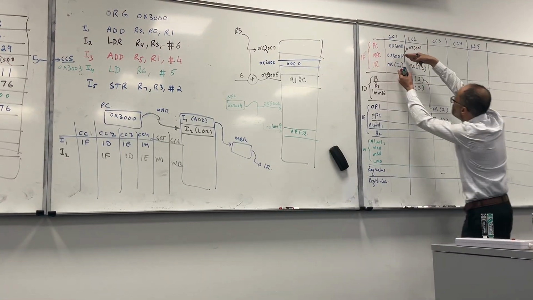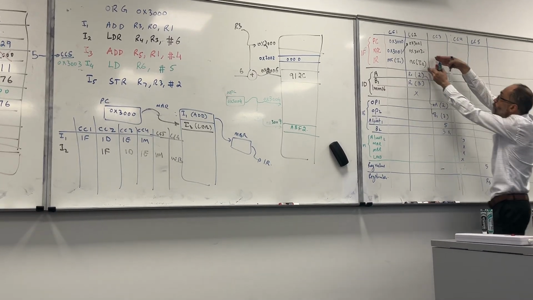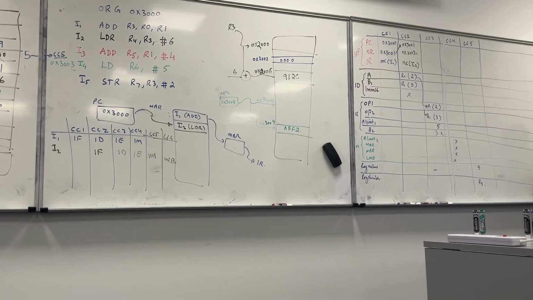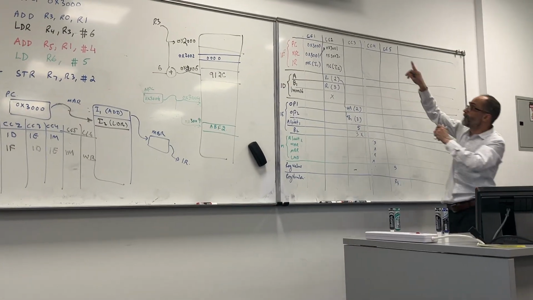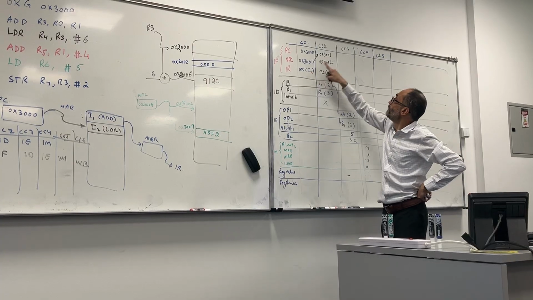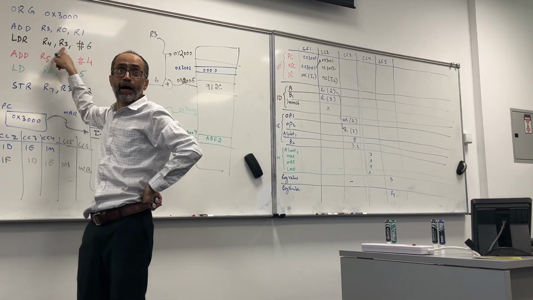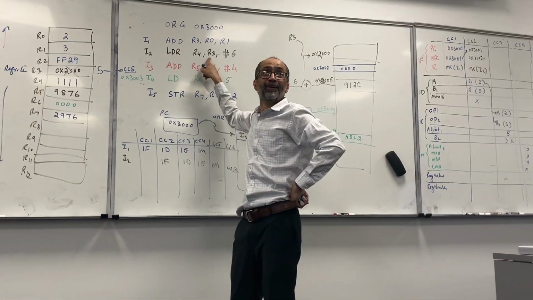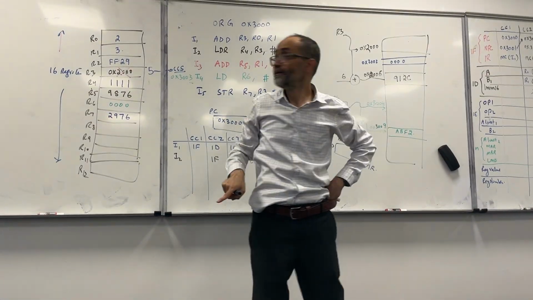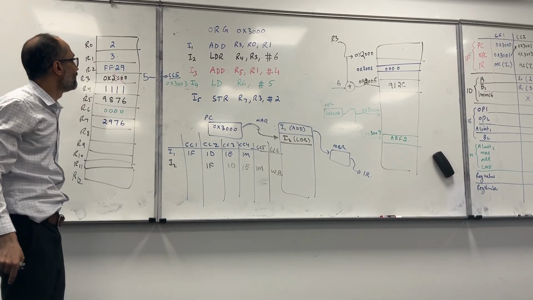Can you see? This is a diagonal. It will move like this, and then this instruction will also move in a diagonal way and go through the pipelining stages. Okay, now if you look here, what will be the value of A now? Please remember, LDR R3. What will be the value of A now? R3 is now 5.